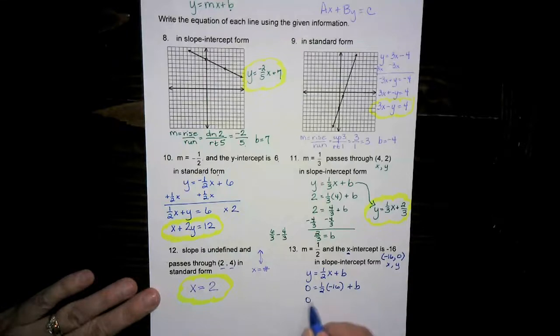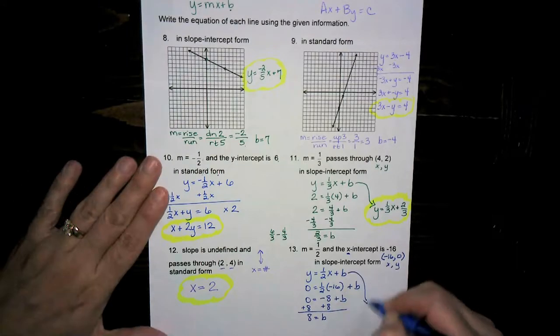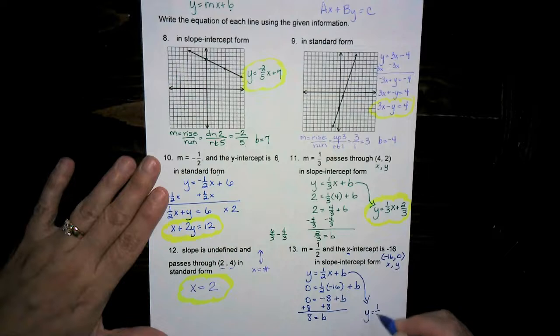Okay, so 1/2 times -16 is -8. And then I want you to add 8 to both sides. So you get that b is 8. Now remember, that's not my answer. Instead, my answer is the equation when I substitute the b in there.